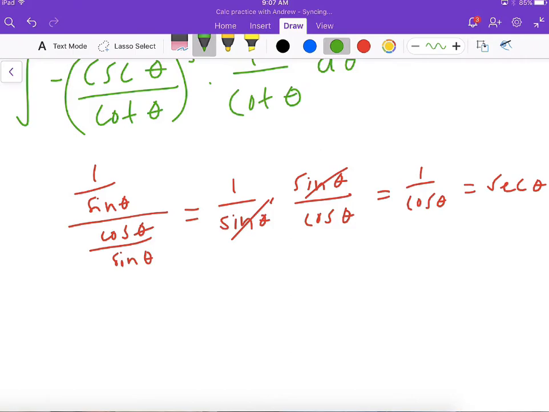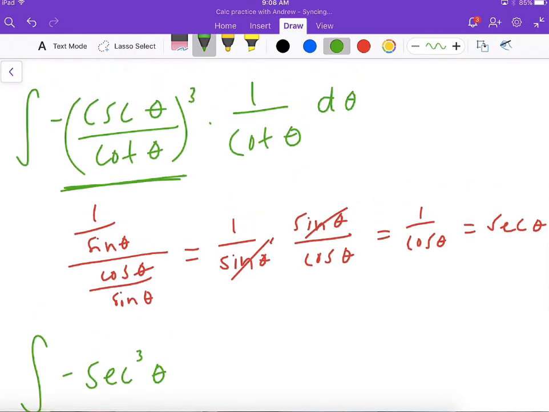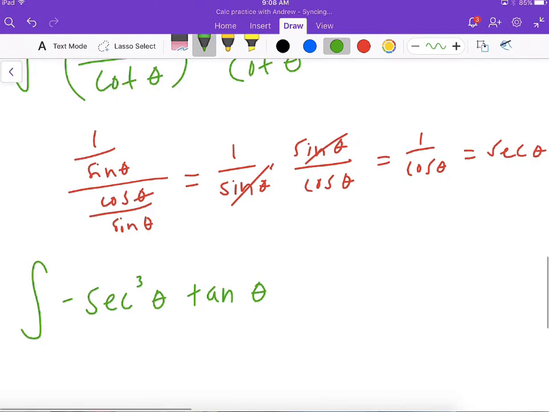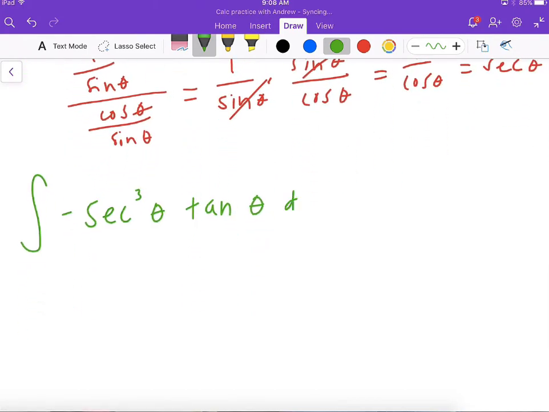So coming back to this, we know that this entire expression is actually just equal to negative secant cubed of theta, because we have that exponent still. And then 1 over cotangent, I'm just going to change that to tangent of theta. And again, if you look at this, you might see that secant and tangent, one of them kind of looks like the derivative of the other. And we've still got this d theta here.